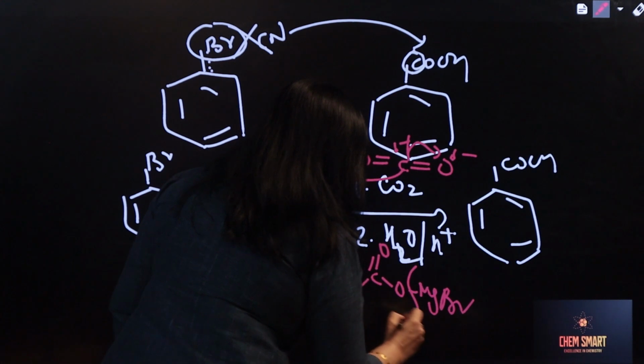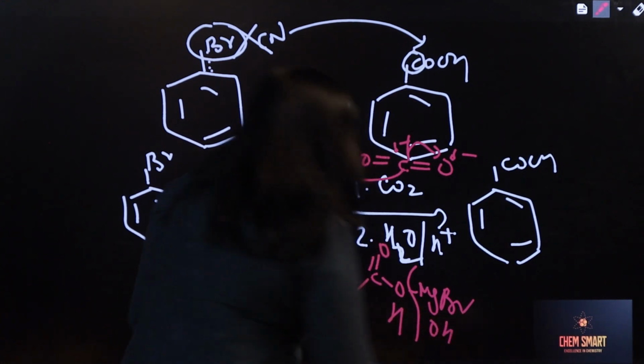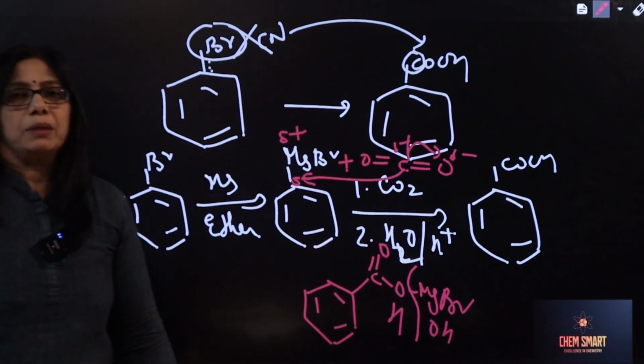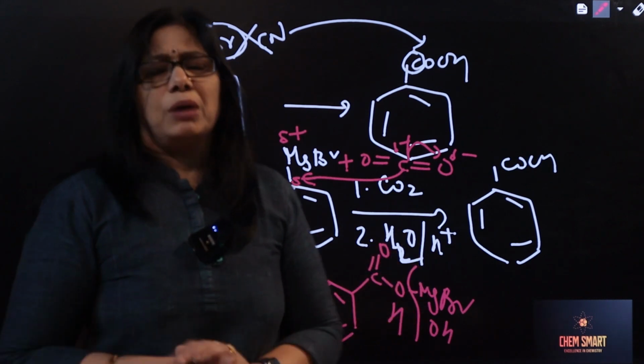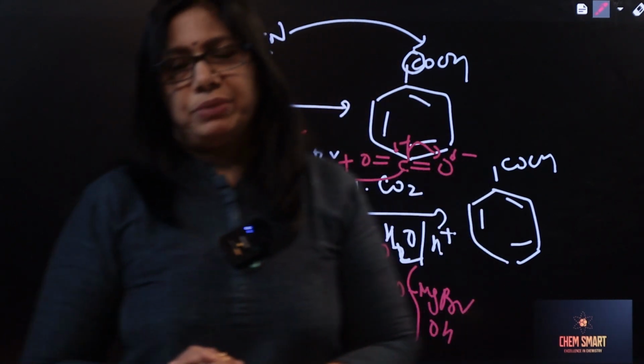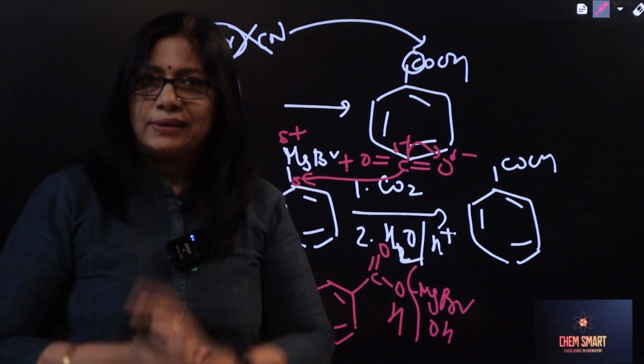Then you break it here. It will become H here, OH here. So you'll be getting benzoic acid and MgBrOH. But it is not at all compulsory to show the adduct in between. Understood, everyone? Clear.